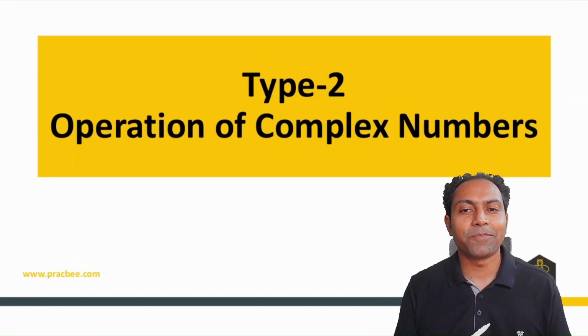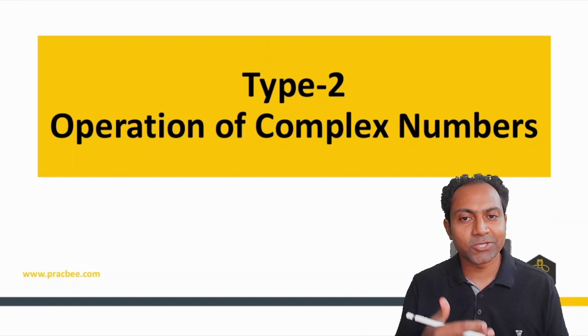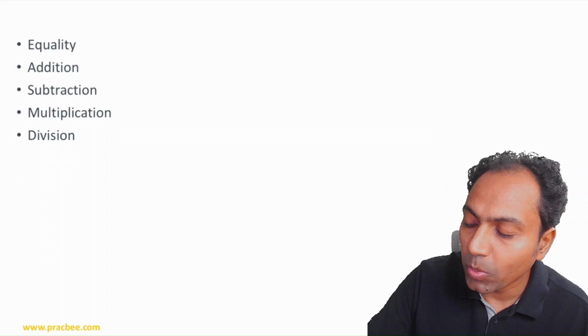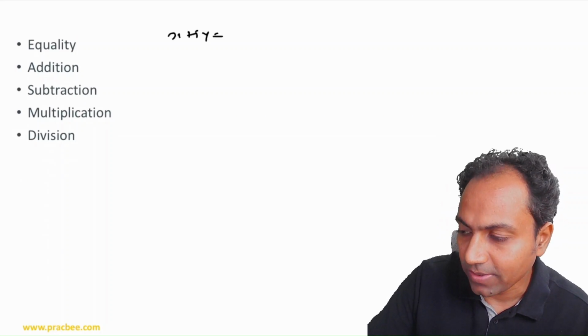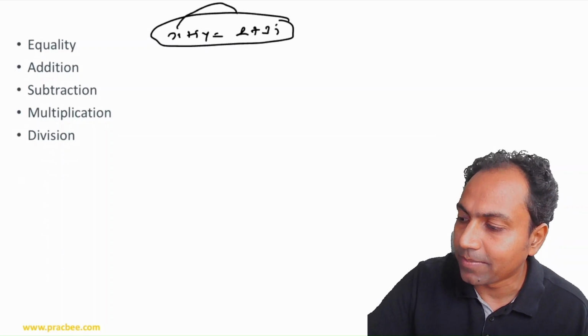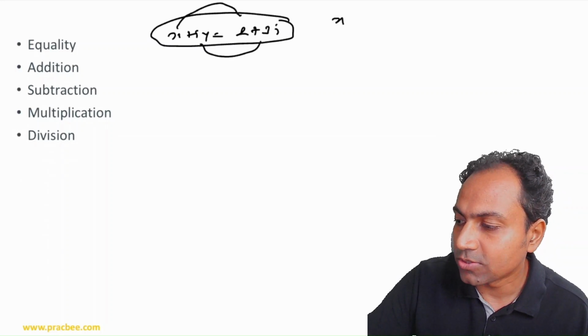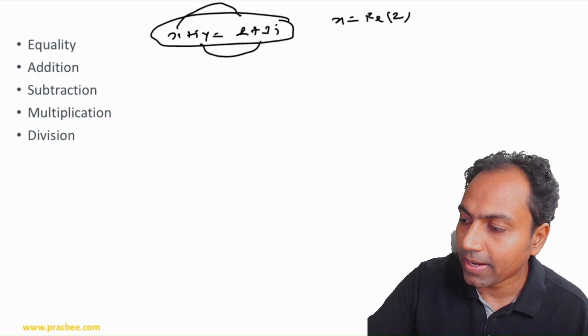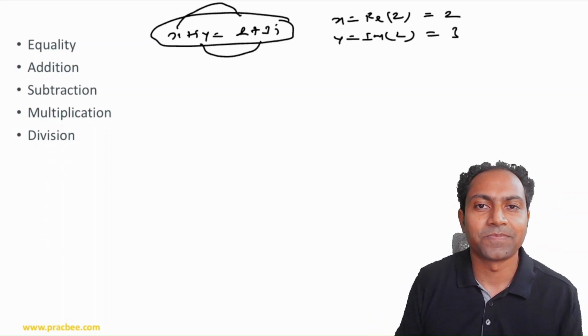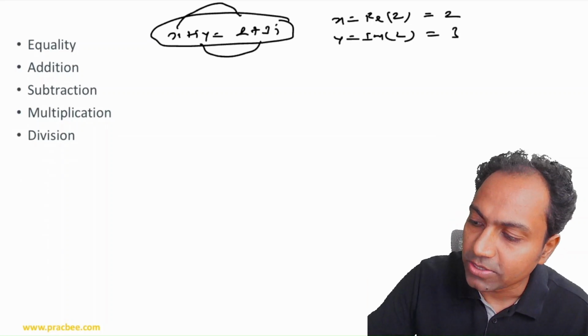The next problem type, or type 2 problem, is based on operations of complex numbers. So if I take two complex numbers and equate them, like x + iy is equal to 2 + 3i, this can only happen when the real and imaginary parts are equal. So x is also known as the real part of z and y is also known as the imaginary part of z. So in this case, x should become equal to 2 and y should become equal to 3. The next is we are talking about additions. This was the first concept.